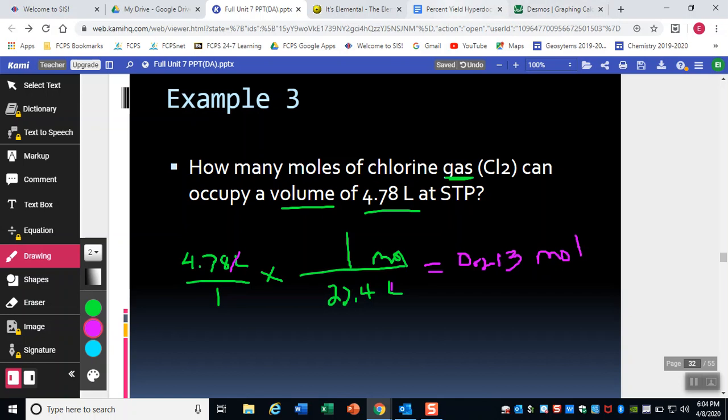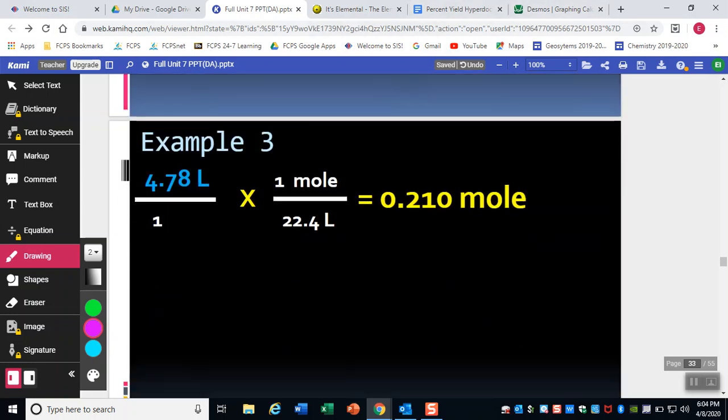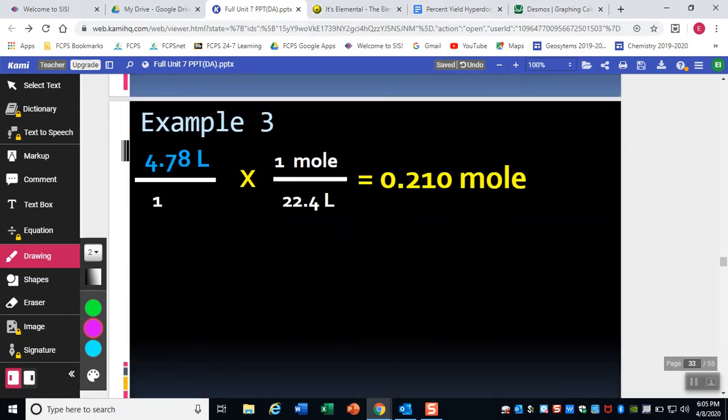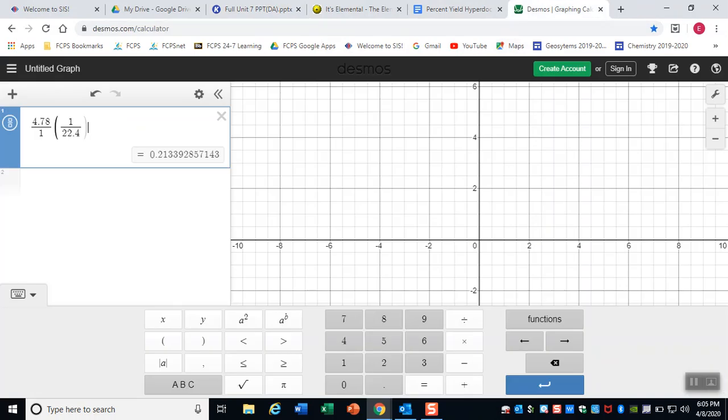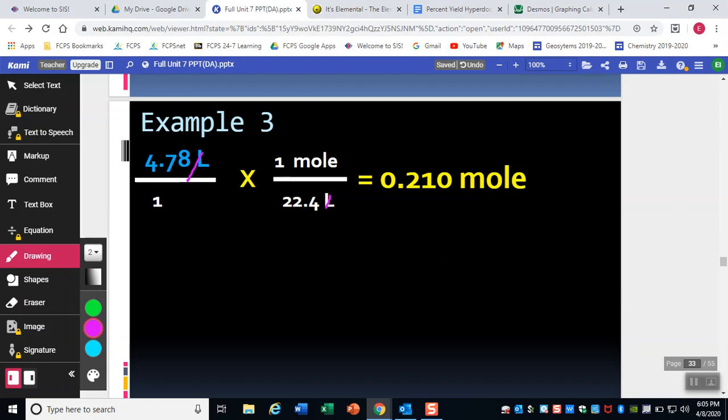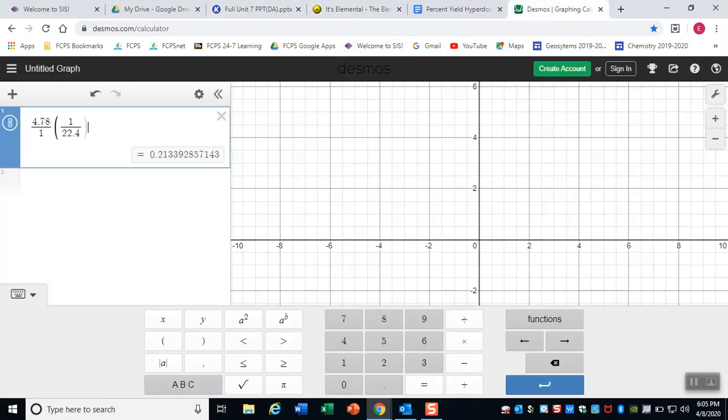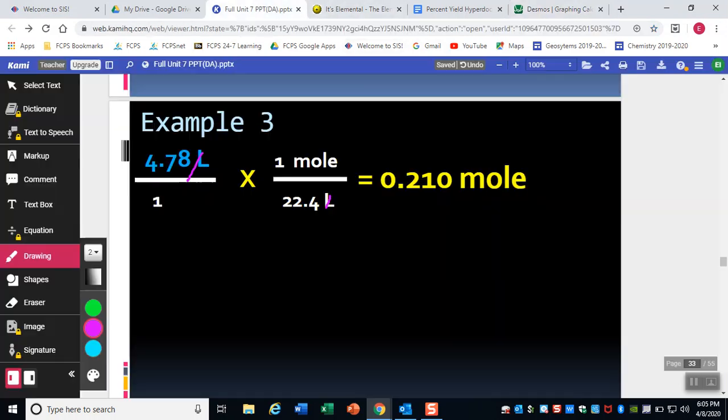All right. Okay, so here with the liters crossed out. Did I see that wrong? 4.78, 22.4. Did I type that in right? 22.4. Okay, so we get 0.213. So we're right. Okay.